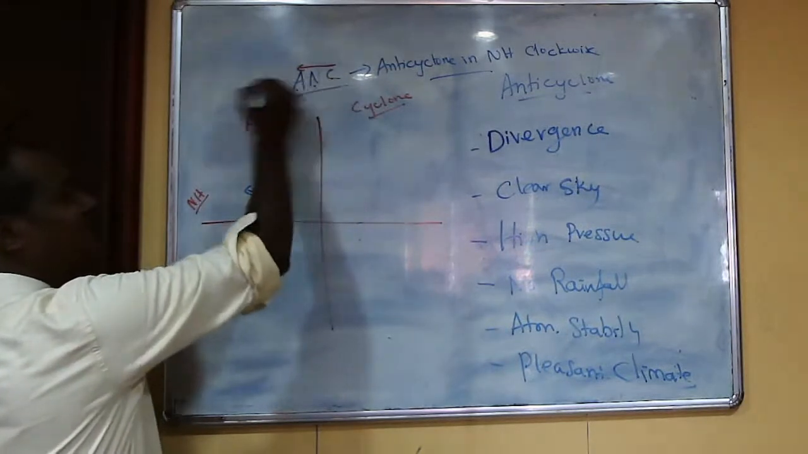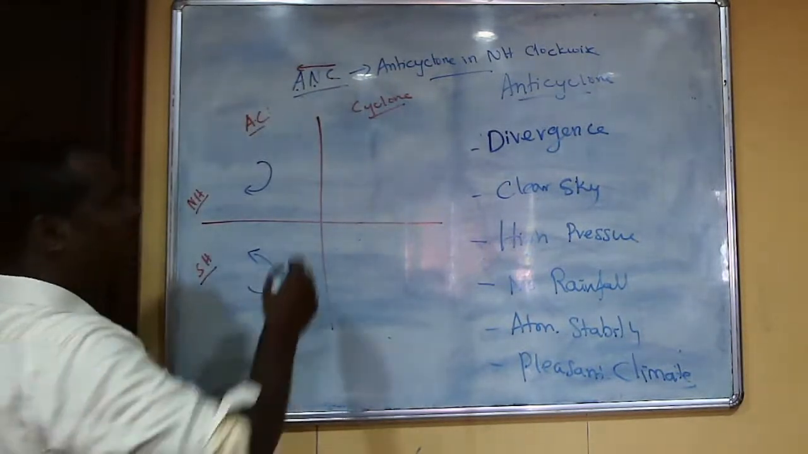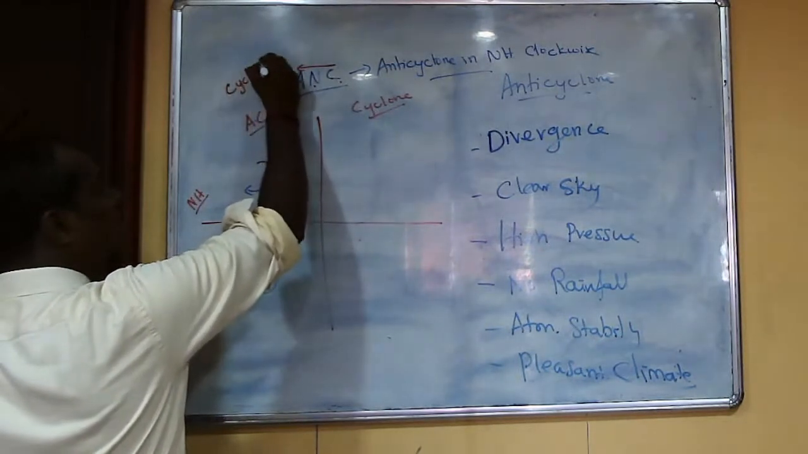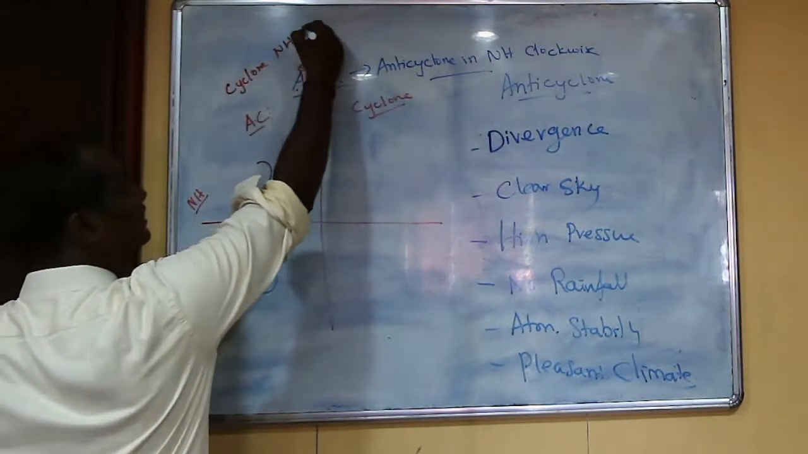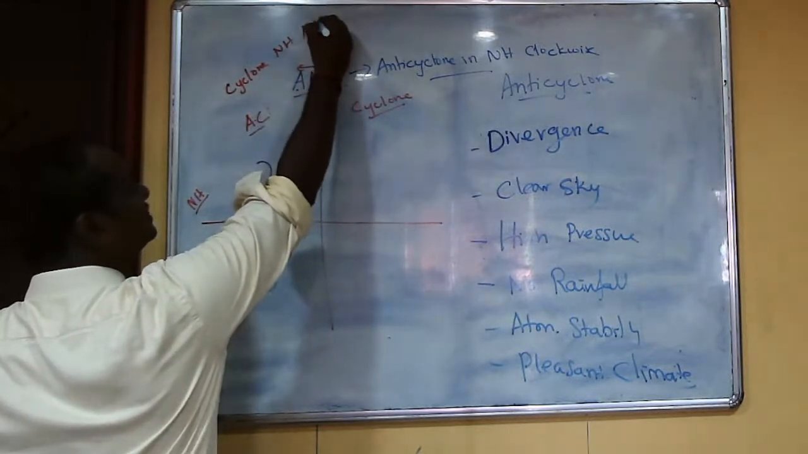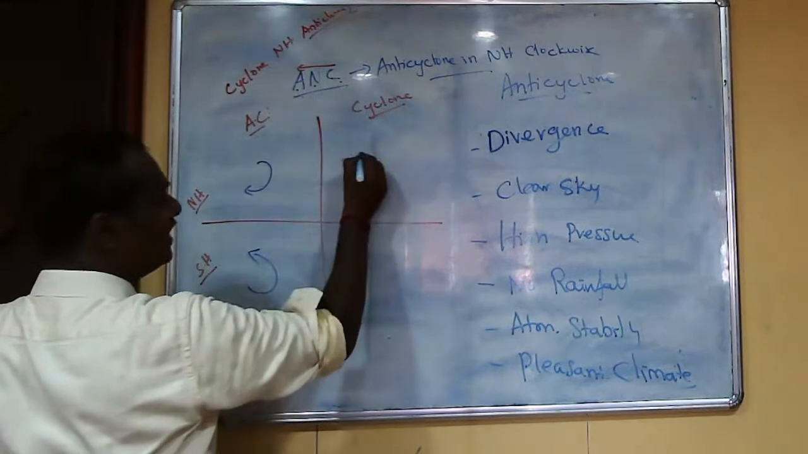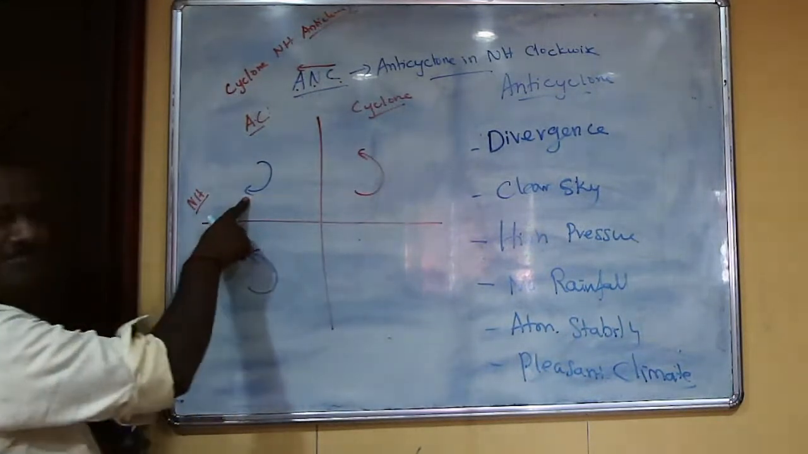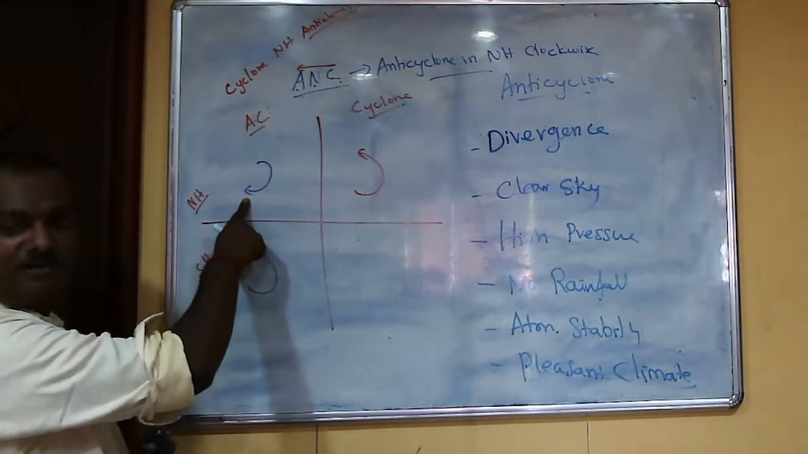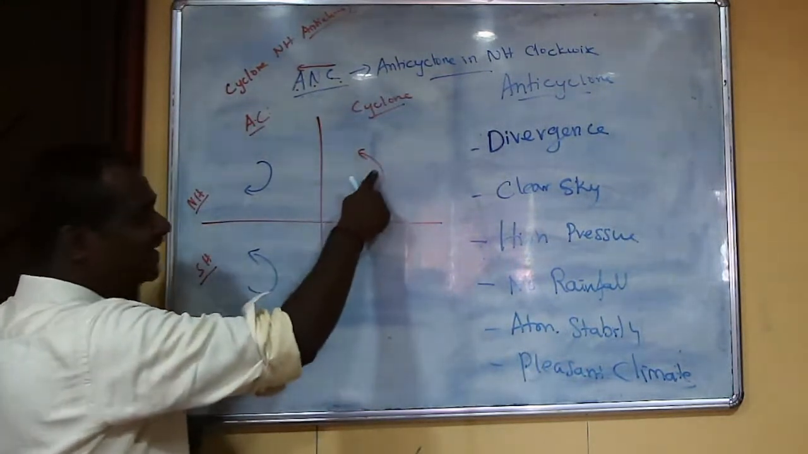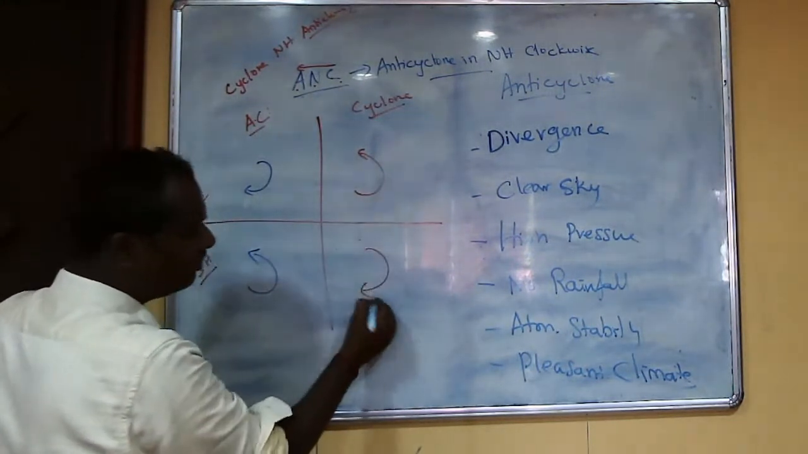Cyclone in northern hemisphere is anti-clockwise. Read from this angle: cyclone in northern hemisphere will be anti-clockwise. Otherwise, simply, listen here, all of you look at the board. If this is clockwise, this will obviously be anti-clockwise. And here it is anti-clockwise, then here it will be clockwise.